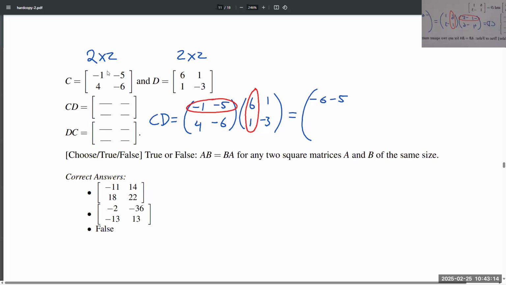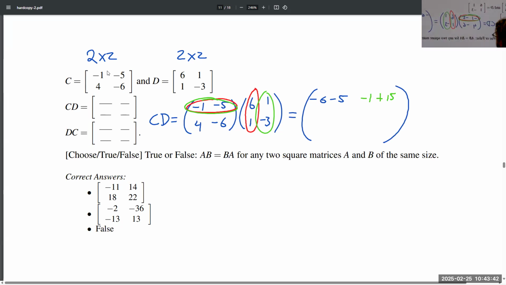All right. Now I want to do first row, second column, because that's the entry I'm finding. So that's -1 times 1, which is -1. And then -5 times -3 would be +15. We're going to add that together and we'll find our 14. But I can do that in another step.